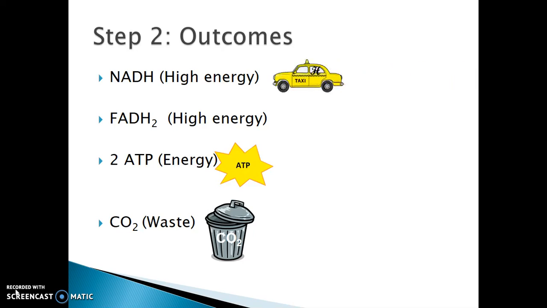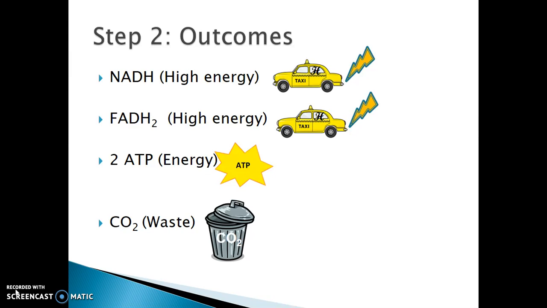So here's your outcomes. NADH, high energy. FADH2, high energy. ATP, what we really want are charged batteries. And a little bit of CO2 garbage. Okay, that was step 2. Now let's move on to step 3.